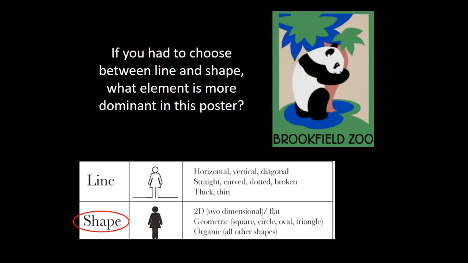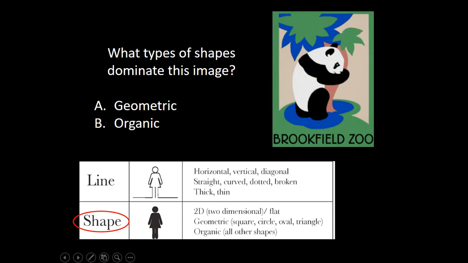Shape is definitely the most dominant element here. There are implied lines. An implied line is like the line that is there on the outer edge of those shapes. Did the artist actually make a black outline? No. So these are implied lines. So shape is definitely the most dominant.